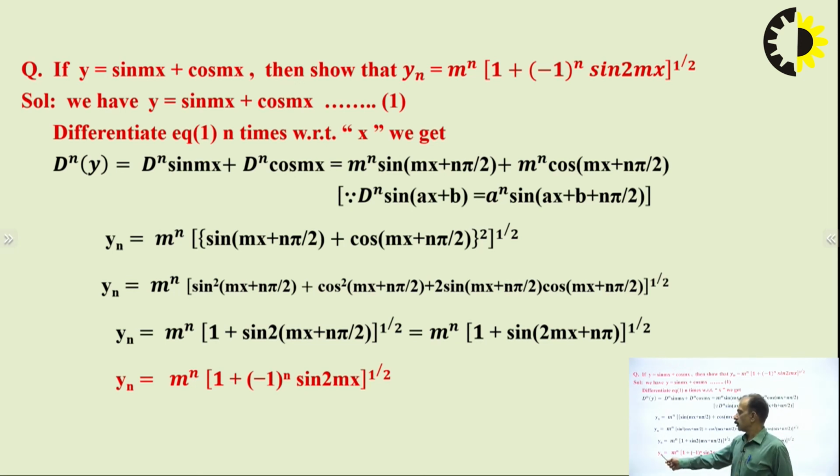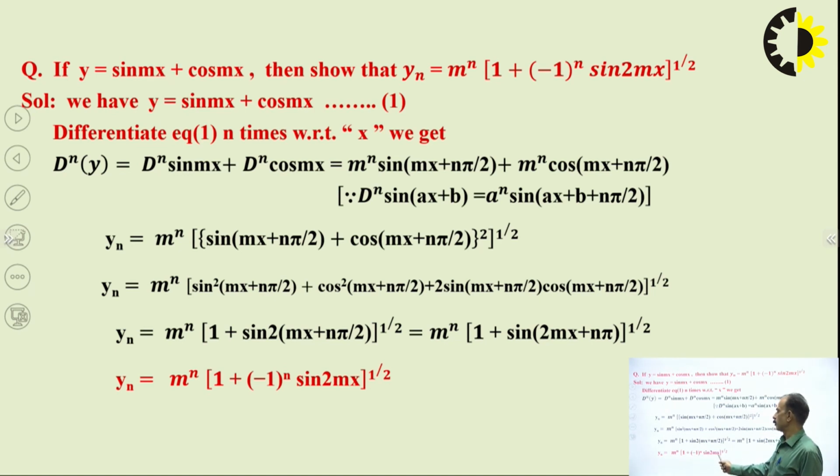So the value of y n will be m raised to the power n into (1 plus (-1) raised to the power n into sin 2mx) whole raised to the power 1 by 2, because sin(2mx plus n pi) is (-1) raised to the power n into sin 2mx, since sin(pi plus x) is minus sin x. So this is the final result.